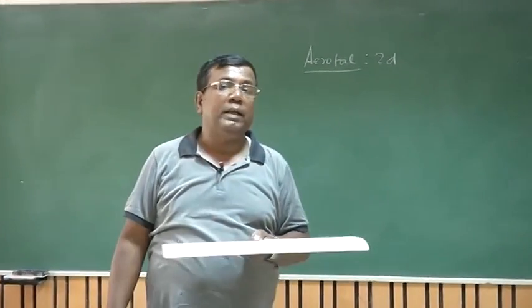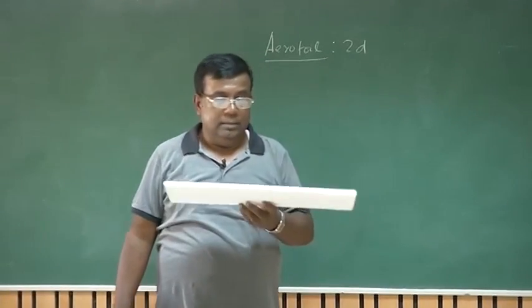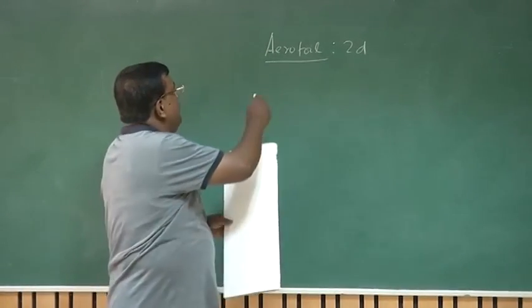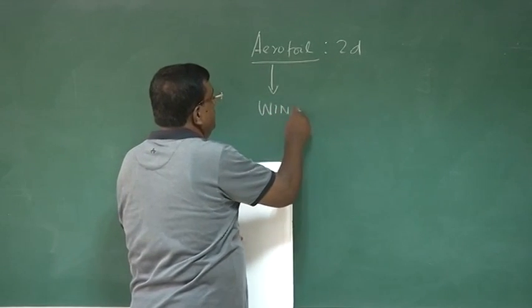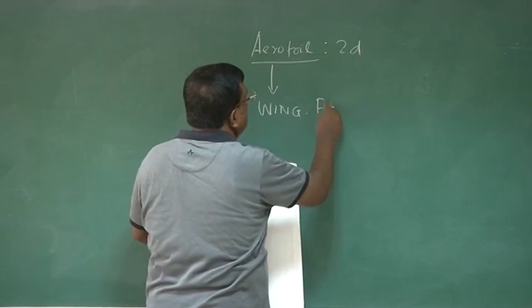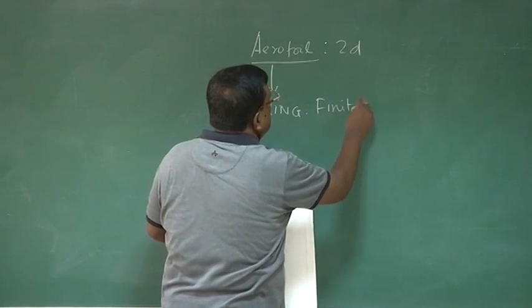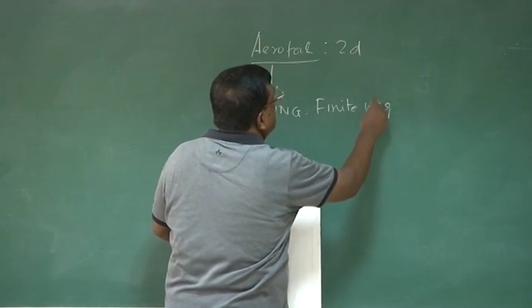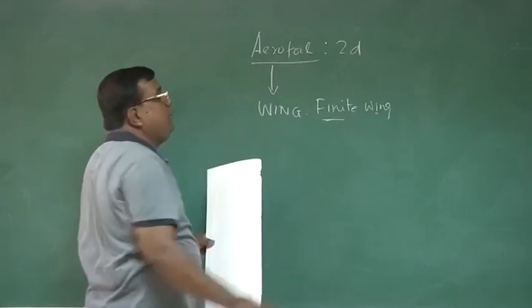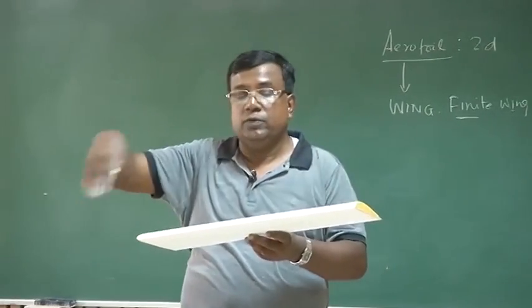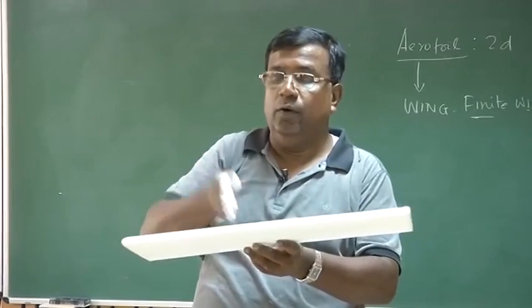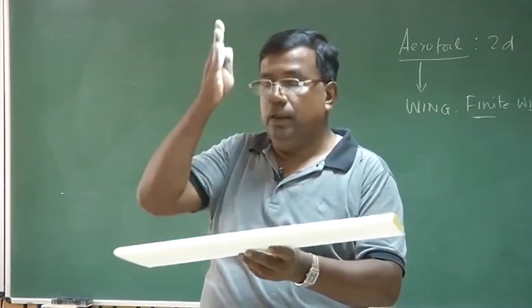But in actual practice, what happens? When I come to the wing from here, many textbooks use a word called finite wing. This finite comes from the aerofoil, which has infinite span. So no cross flow is allowed, and all the flow is along the chord of the aerofoil, right?